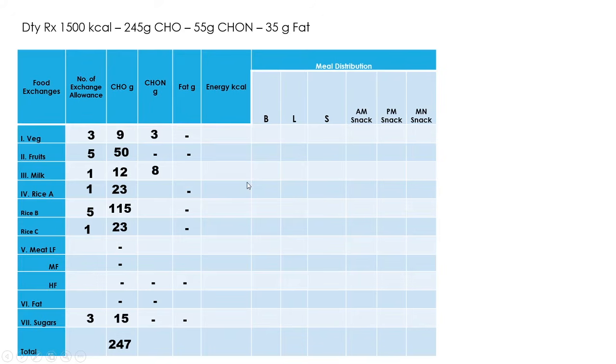Then for the milk, 1 times 8 equals 8. And for the rice, rice A does not contain any protein. And for rice B, it equals 10. And for rice C, you have 4.